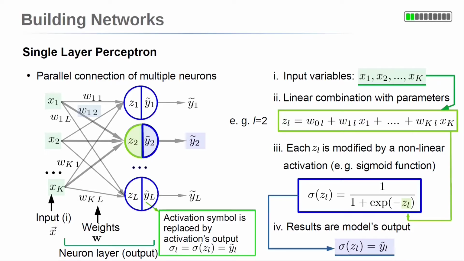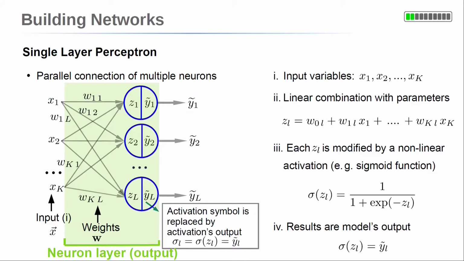In our sketch, in the blue circles, the activation function symbol sigma of the lth neuron is replaced by the output y tilde l. This is because we use the same activation function for each neuron, and the output of the lth activation function is identical to the output of the lth neuron. So for all neurons, we have capital L output variables, y tilde 1 up to y tilde capital L. The parallel formation of neurons is called a neuron layer.